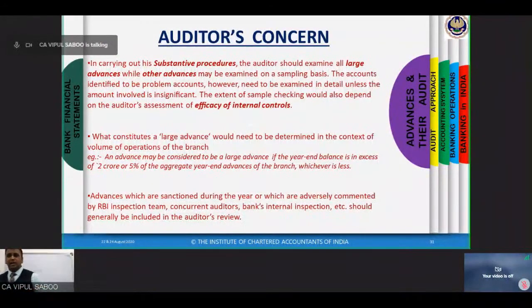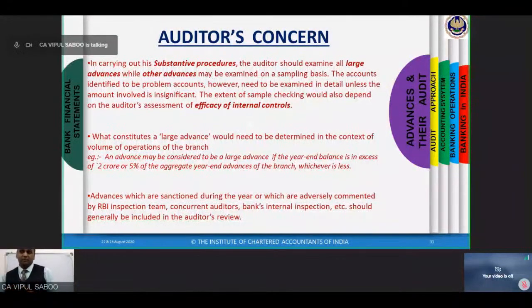What are the auditor's concerns? He has to carry out substantive procedures so that all large advances are at least covered. We have just test checking, sampling. All large advances are at least covered on a sampling basis. There could be some problem accounts where there could be irregularities in payment of interest, in payment of EMIs, inappropriate amounts or not enough amounts or not being paid at all. There could be some problem accounts which need to be examined in detail. To what extent you have to do sample checking depends upon how effective the bank's internal controls are.